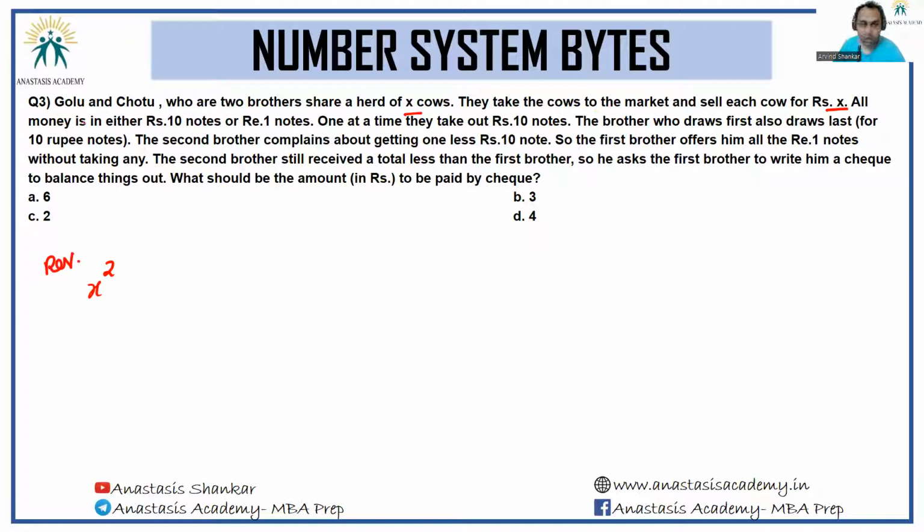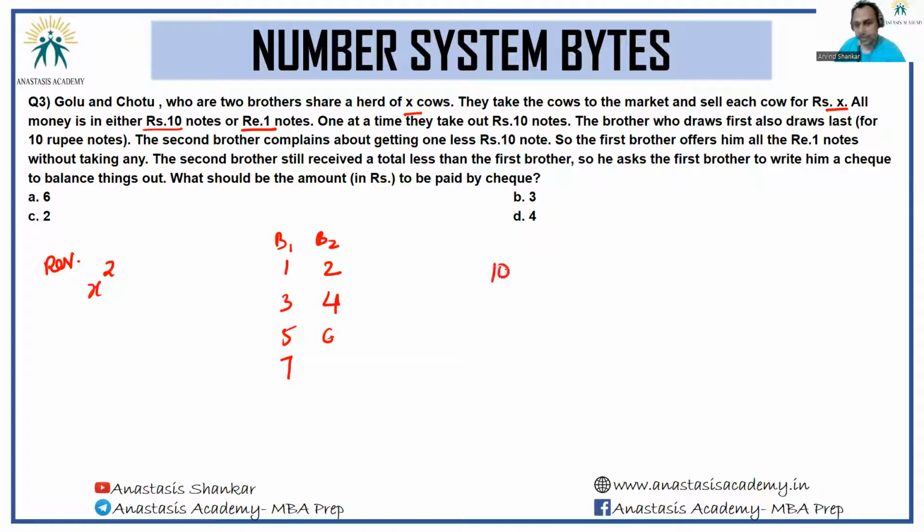Okay. All money is either in rupee 10 notes or rupee 1 notes. One at a time, they take out rupee 10 notes. The brother who draws the first also draws last for rupee 10 notes. So if, let's say, brother 1 got the first note, brother 2 got the second note, and brother 1 got the third note also, and this stops here. Or even if it continued, they stopped here.